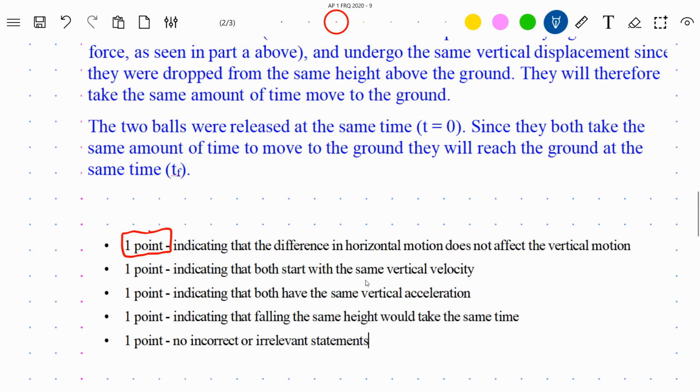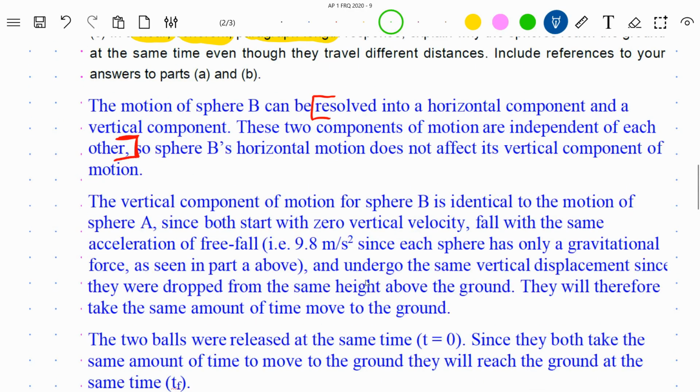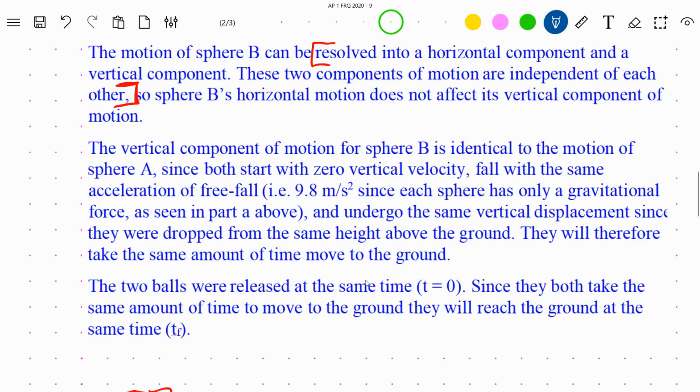Let's have a look at the next point. So I'll just switch to another color here. Let's use green. Okay, so 1 point for indicating that both start with the same vertical velocity. Okay, so I had to have communicated that. It's important to realize that they have the same, among other things, vertical velocity. So I said right here, the vertical component of motion for a sphere. Okay, right here, yeah. The vertical component of motion for B is identical to the motion of sphere A, since they both start with 0 vertical velocity. Okay, so roughly in there. I think that I've satisfied that requirement.